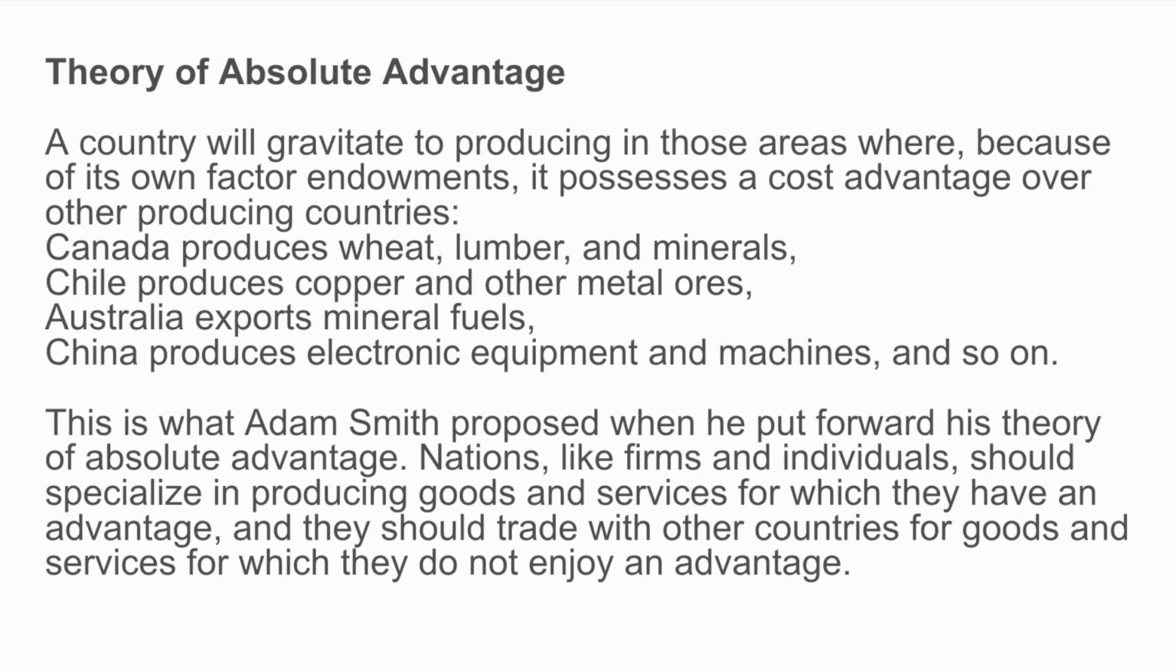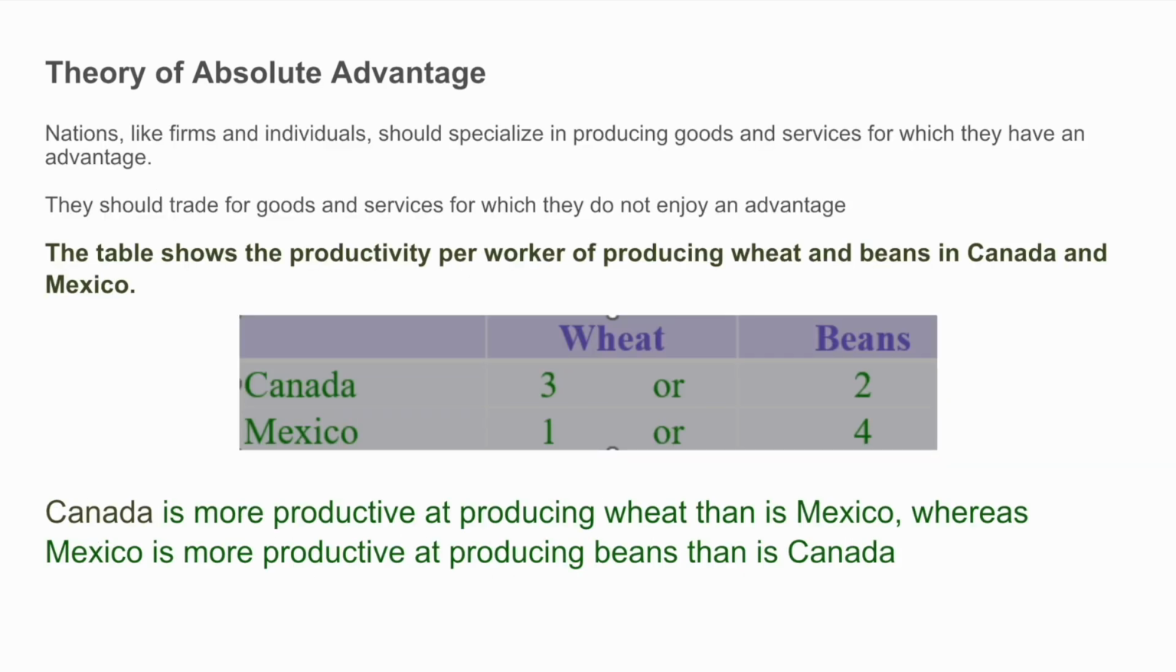Adam Smith proposed that nations, like firms and individuals, should specialize in what they do well. They have a natural advantage in it. If we look at an example of the theory of absolute advantage with numbers, let's take a look. So what we have here in this table is a per worker production, okay? So let's assume that Canada has workers on a given day or a given year or whatever. Canada can produce 3 wheat with its workers. Alternatively, it could focus on beans, and it could produce 2 beans per worker.